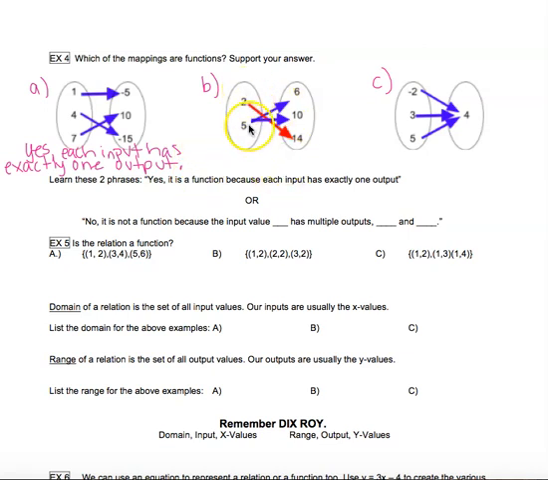On B, input 5 has 2 arrows. So this is a no. And we say input 5 has multiple outputs. You can say how many. In this case, 2 outputs. And what are those outputs? 6 and 10. Last one, C, each input only has 1 arrow. So this is a yes. And we say the exact same thing we did in A: each input has exactly one output.